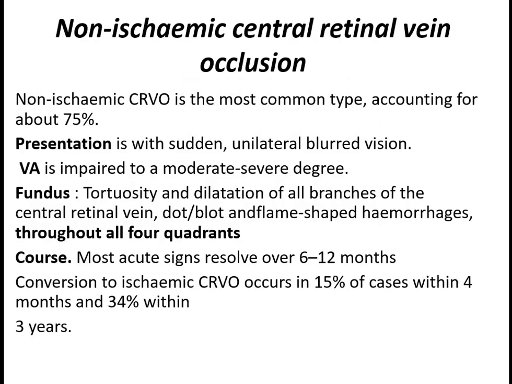Non-ischemic central retinal vein occlusion. It is the most common type. We have non-ischemic and ischemic. The non-ischemic is the most common type. It accounts for about 75%. The patient usually presents with sudden unilateral, painless blurring of vision.